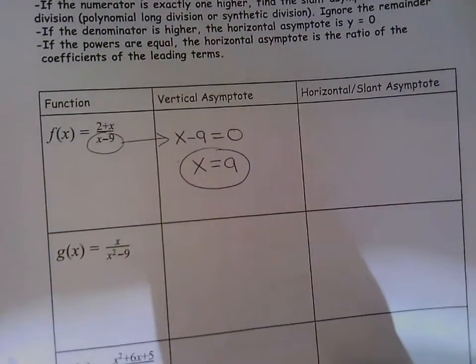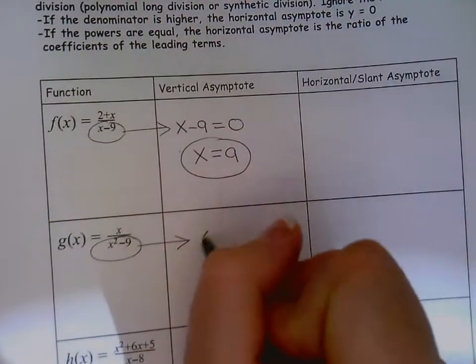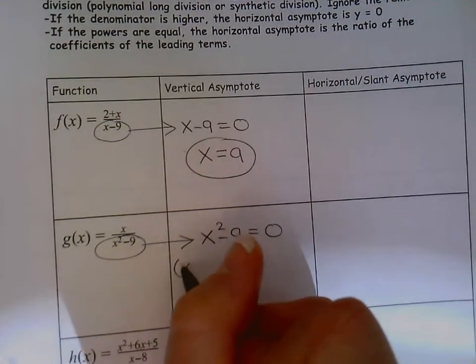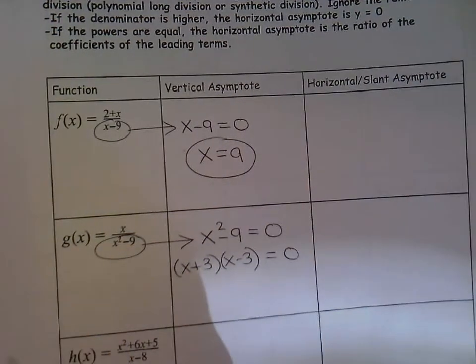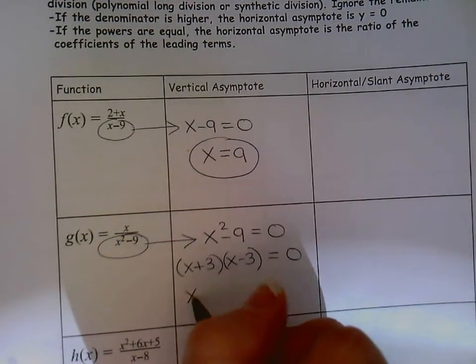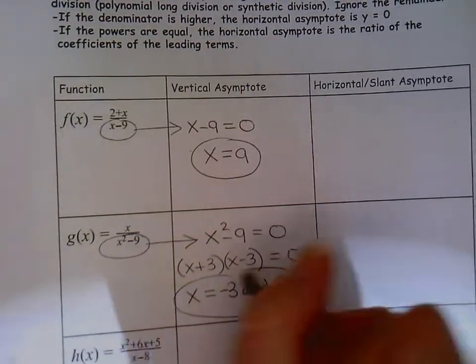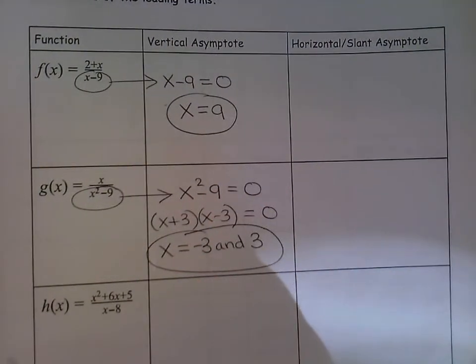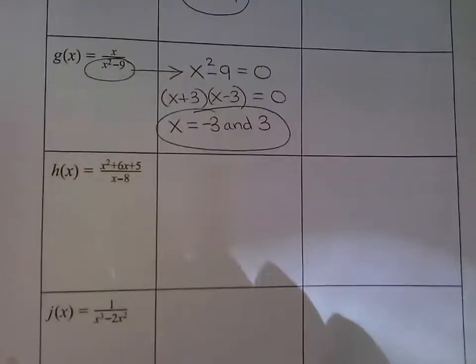Let's do one more of the vertical asymptotes together. Where is this denominator going to be undefined? So where is x squared minus 9 going to equal 0? I'm going to do a little factoring. This is a difference of squares, x plus 3, x minus 3. So my two vertical asymptotes would be at -3 and +3. So pause the video, do the rest of the vertical asymptotes only, and then come back here to check your answers only on the vertical asymptotes. Then I'm going to do a couple of the horizontal asymptotes with you.